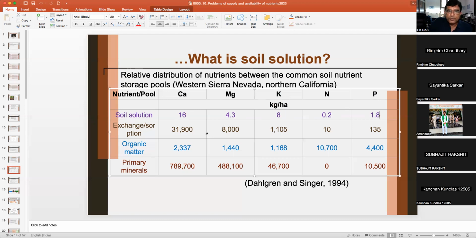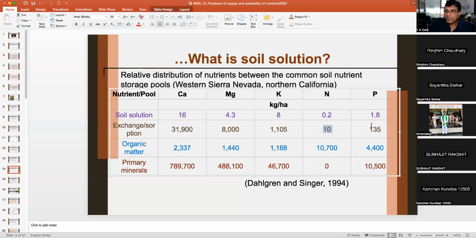Now see the other pools. You can see exchange or sorption. Overall, you can see sorbed ions, the quantity in 1 hectare of soil in kilograms. This can be very high for calcium, 31,900 kg per hectare. For magnesium, 8,000. For nitrogen, it is just 10.